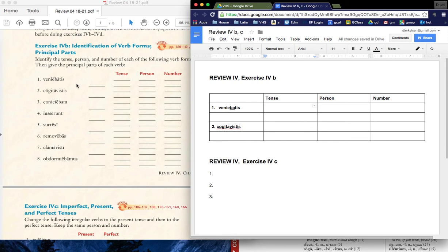So you can see it sort of roughly maps to the exercise Venier Batis here, and then we've got tense, person, and number here, and we'll put those in these first three blanks here next to the verb. And then underneath, it asks you to give the principal parts of each verb. 1, 2, 3, 4, and here 1, 2, 3, and 4.